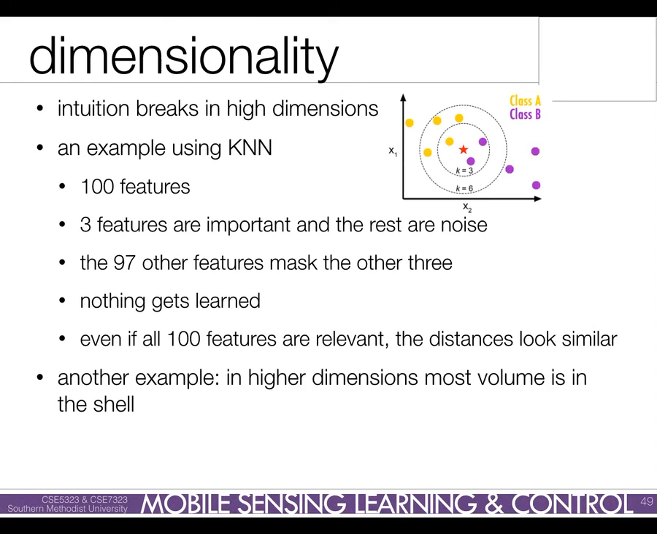Another example: in high dimensions, most of the volume of an object is in its shell. Right? So what do I mean by that? Let's say you have an orange. If I have an orange in 3D space, this is what I'm used to. Where is most of the volume of my orange? Where's the density? Is it in the pulp or is it in the skin?